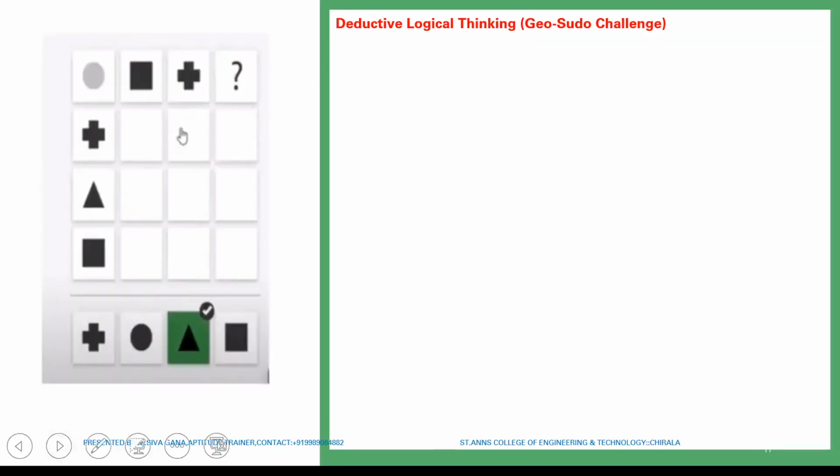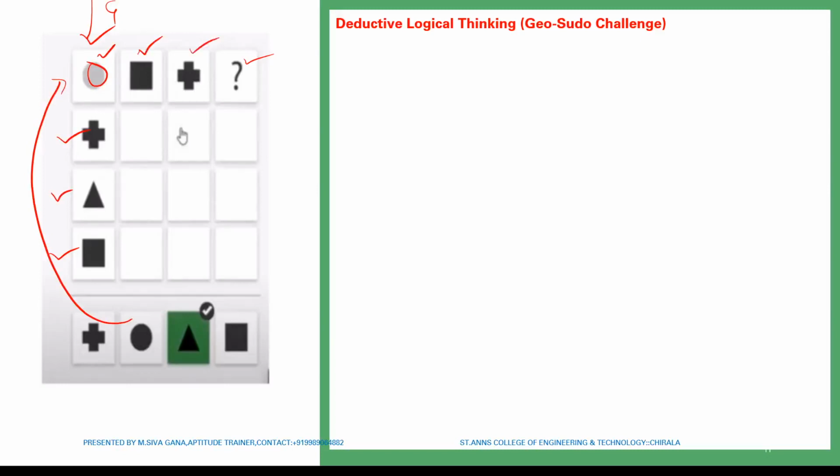Let us see this question. Now we need to answer what is over here. Concentrate on column 1. Rectangle is over, triangle is over, plus is over, so here must be circle. If it is a circle, now circle is over, rectangle is over, plus is over. Next, triangle.